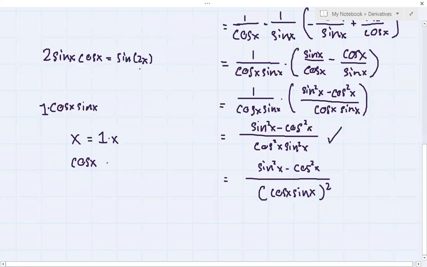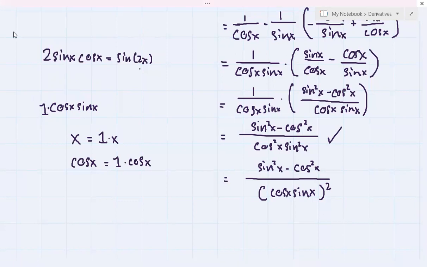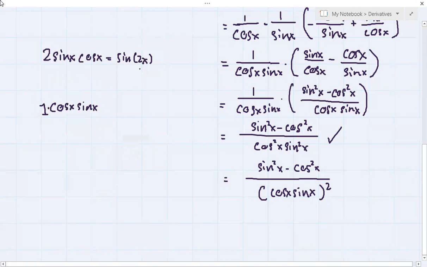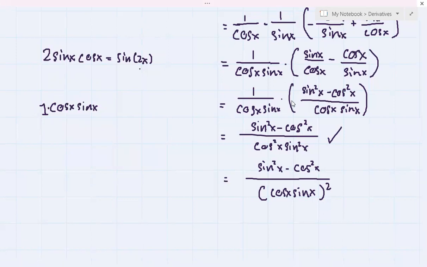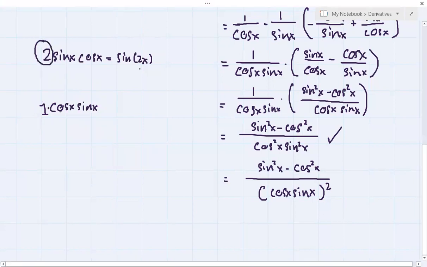Pero actually meron, which is 1 times cosine x. Di ba? So therefore, si cosine x sin x, meron siyang visible na coefficient which is si 1. Okay? Next, how can we have 2? So, di ba si 1, we have this one.